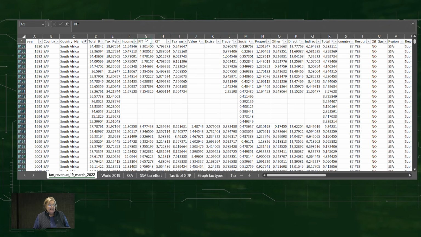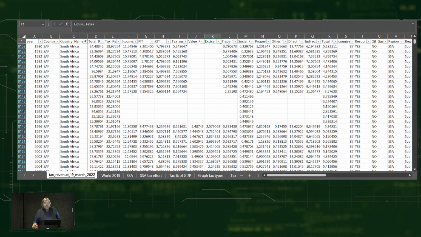And then they've got income taxes, personal income tax, CIT, taxes on goods and services. They've got value-added tax, but it's only from 1990 because we switched from a general sales tax to a value-added tax in 1991. And then excise taxes, trade taxes. Usually trade taxes are exports and imports. It's also a measurement of the openness of your economy because that impacts your ability to actually have a tax to GDP ratio.